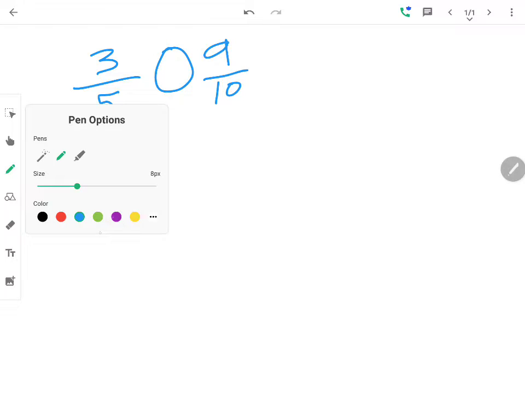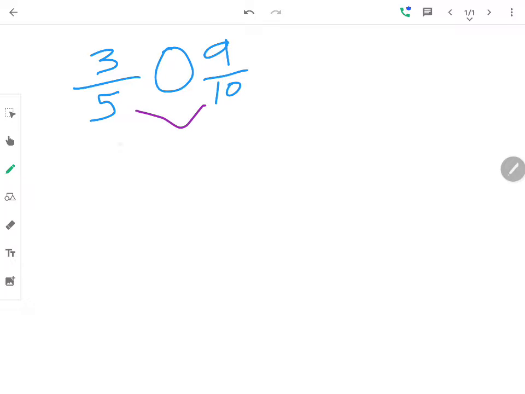The first thing I tell my students is you cannot do anything unless the denominators are the same. We have a 5 on the left, we have a 10 on the right. That symbol tells my students that they need to multiply. 5 times 10 is 50. Then I tell them that this denominator goes and visits their neighbor, which is 3.